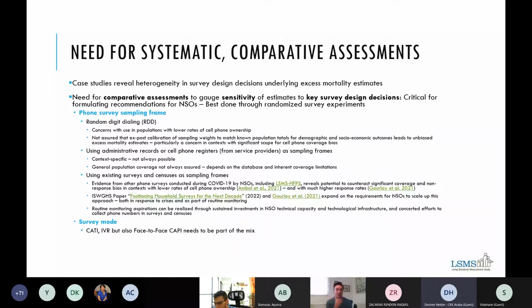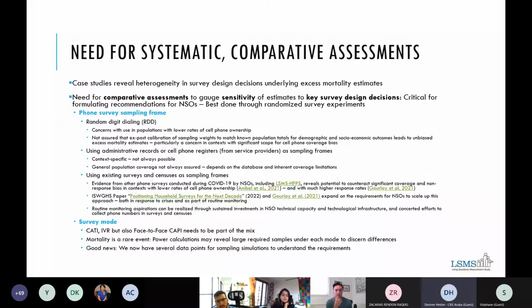This has been mentioned. Obviously, mortality is a rare event. So as part of this randomized survey experiment, we would gauge the sensitivity of various estimates to differences in sampling design and survey mode. Once we do the power calculations, we may actually find that we need quite large sample sizes under each mode to discern differences. But I'm not sure that we can escape from that. And I feel like that may have a specific cost tag associated with it, particularly for face-to-face data collection.